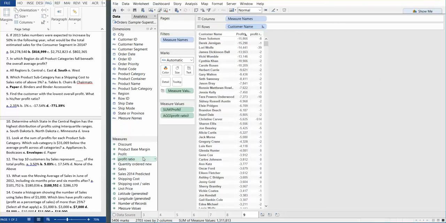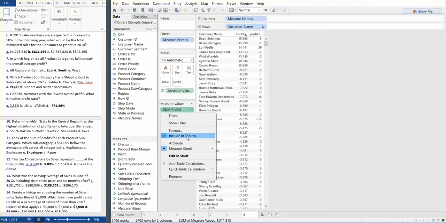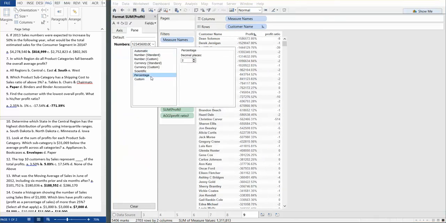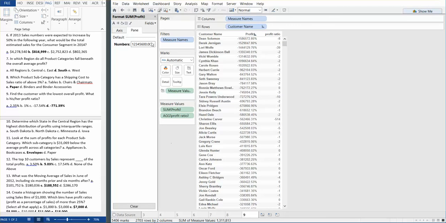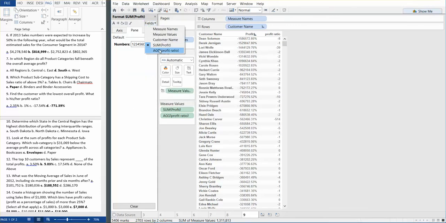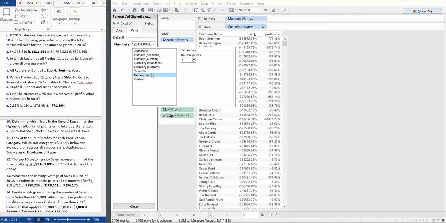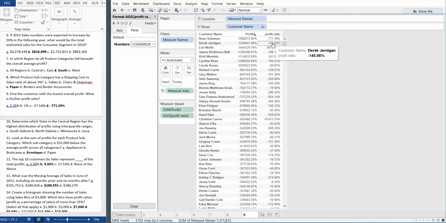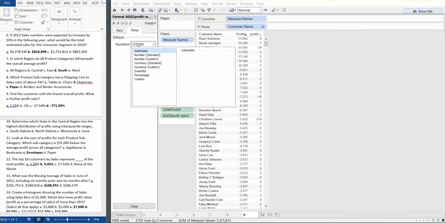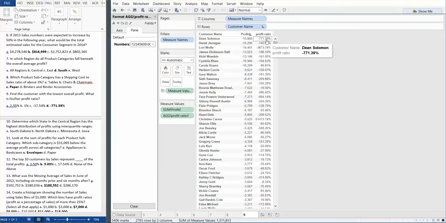Now what we could go ahead and do is double click the profit ratio. And again, since it's a ratio, we need to format this into a percentage. Sorry, I'm formatting the wrong thing. Profit ratio into a percentage. And let me just undo the previous step and show you that the profit ratio, we change that into percentage, and it gives us negative 771.39%, which gives us answer D.